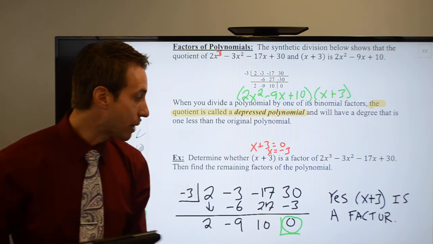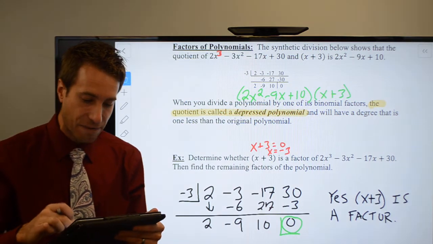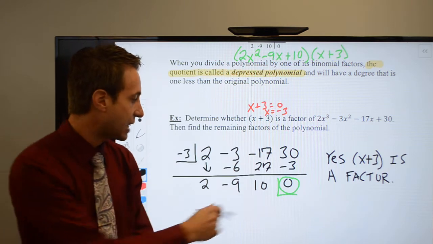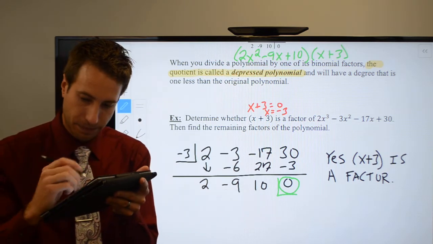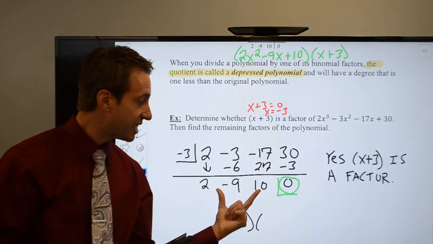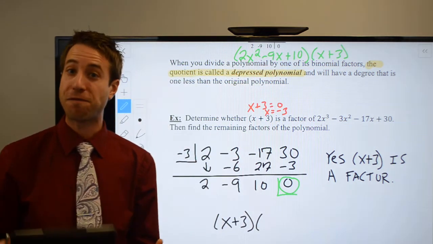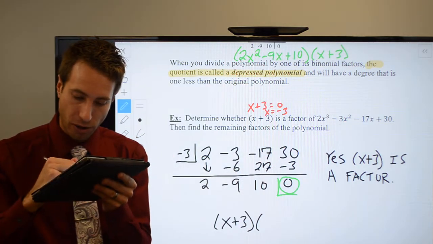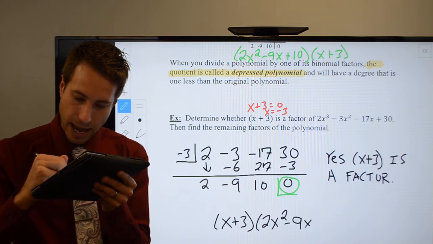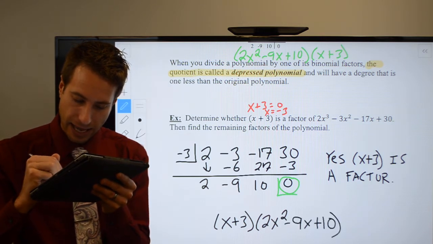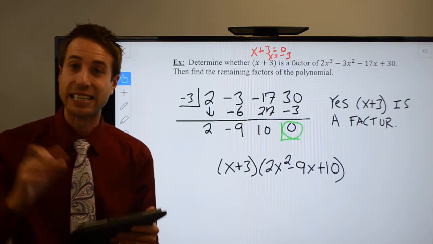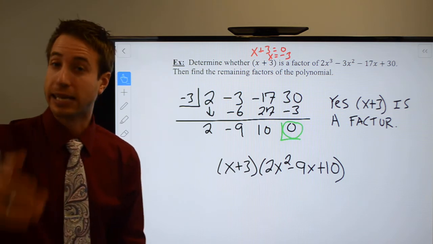All right, and so then what we recognize, because x plus 3 is a factor, is that my depressed polynomial, x plus 3, my binomial, and this guy are now my factors for my original polynomial. So it's 2x squared minus 9x plus 10. Right? So that's where we had gotten to so far in this problem. And now what we're going to do is keep going from there.